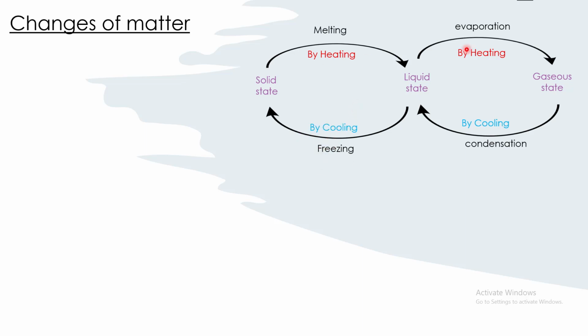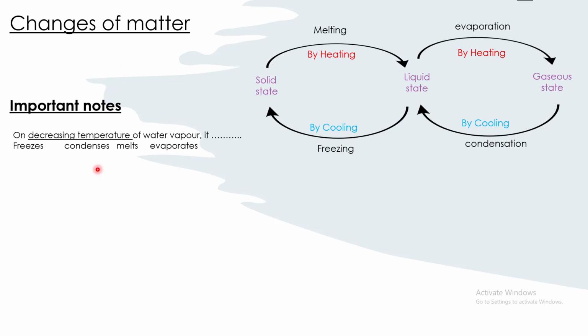So there are two processes that occur by heating and two other processes that occur by cooling. Okay, now we want to take some important questions about this lesson, starting with the first question on decreasing the temperature of water vapor. So concentrate on this important note.